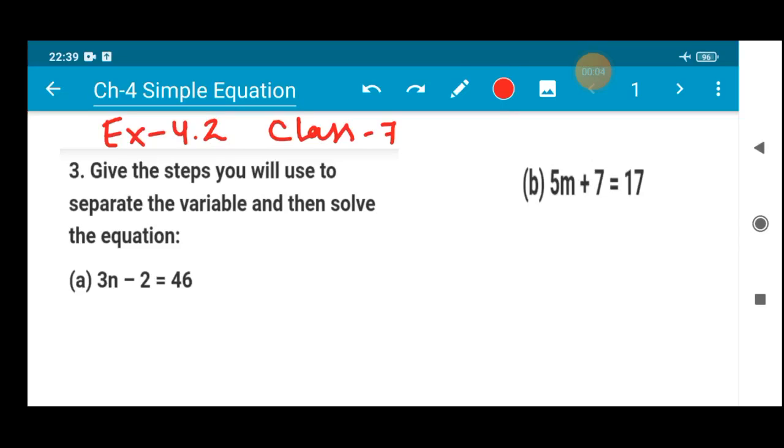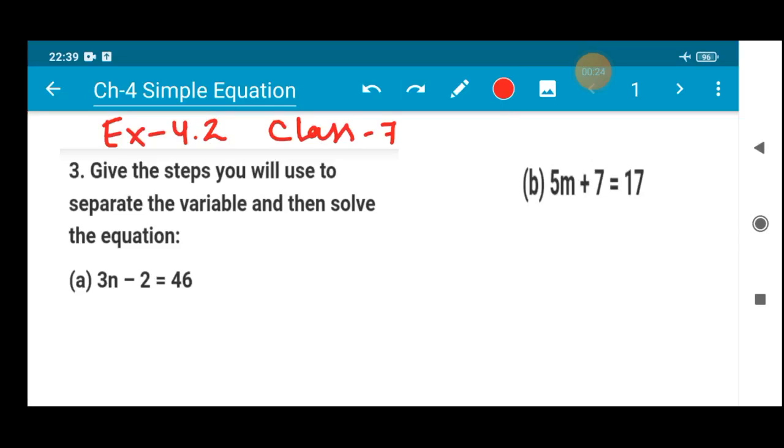So in today's session we will be solving question number 3 from exercise 4.2. Alright, so question number 3 states: give the step you will use to separate the variable and then solve the equation. The question is very much similar to question number 1 and 2 which we have done.